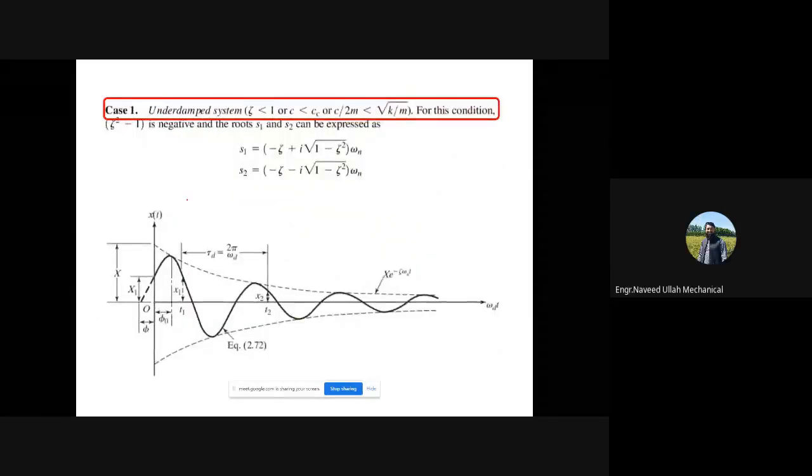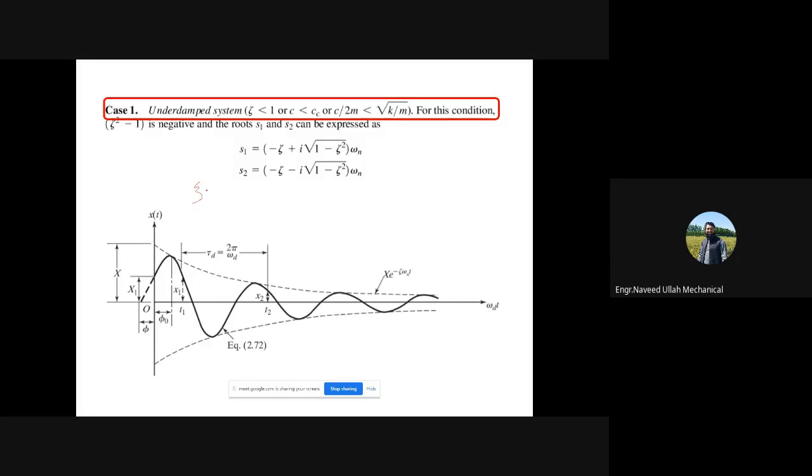Okay, so on the basis of the value of zeta, you can categorize the systems, and those categories of damped vibration are presented in this graph. So if the value of zeta is 0, this means that c over cc is 0.